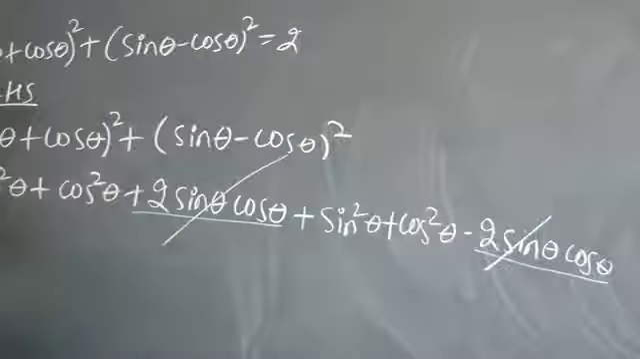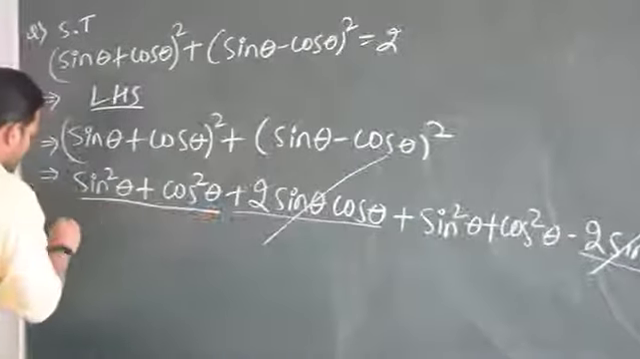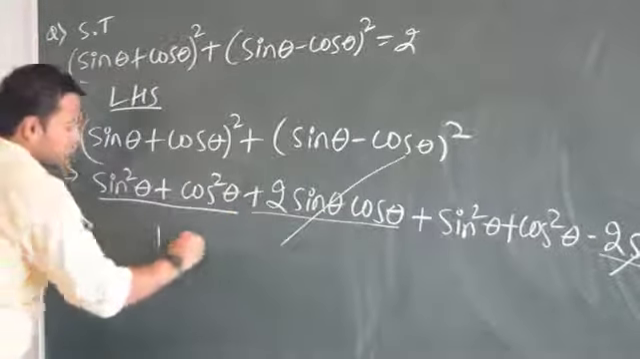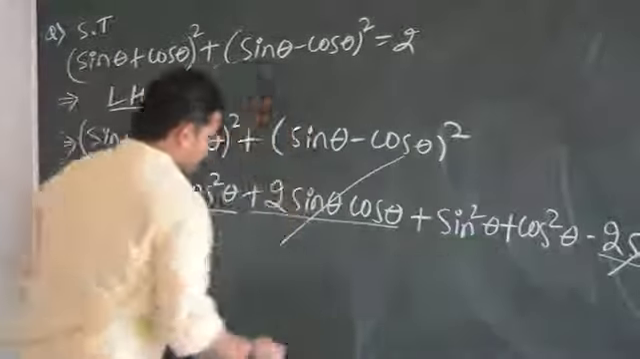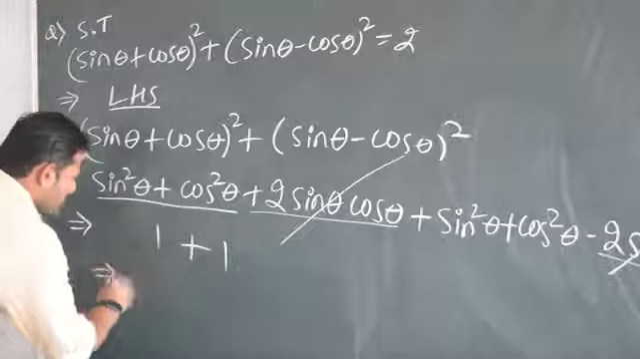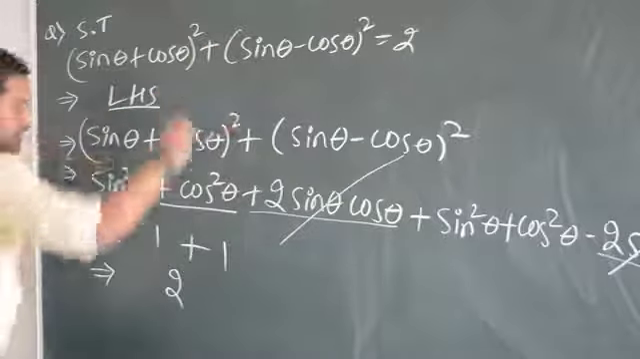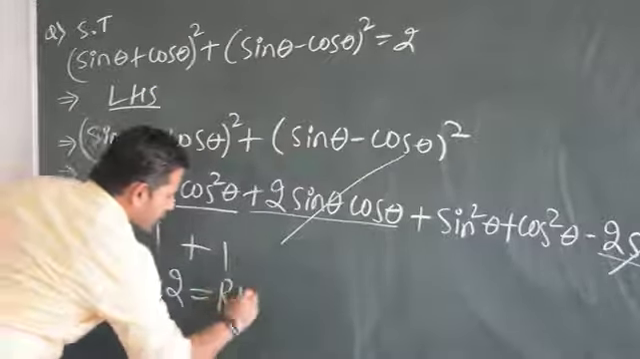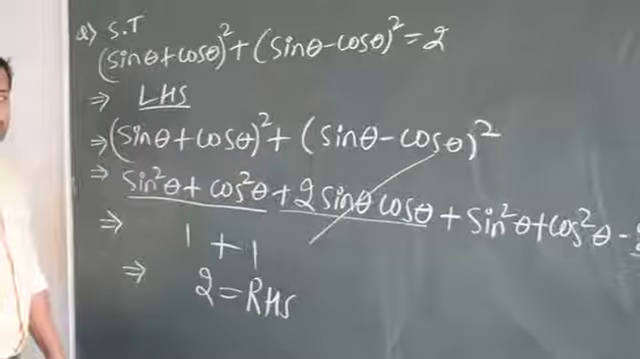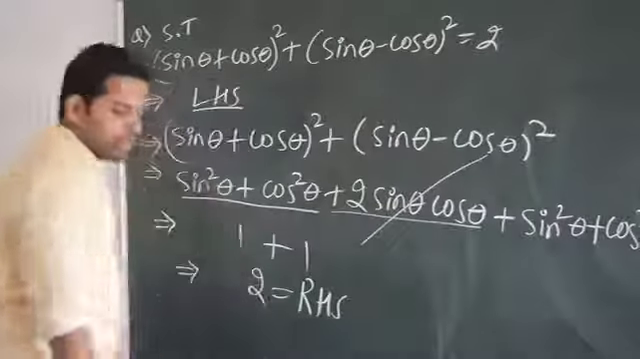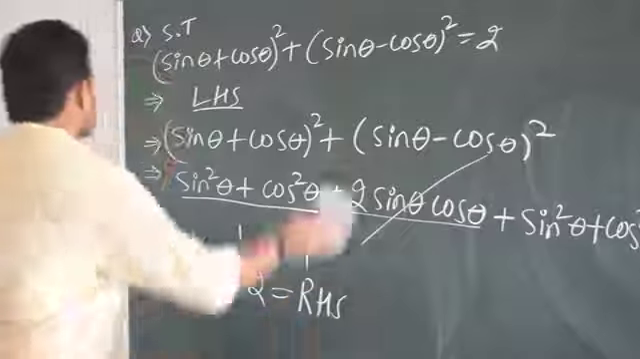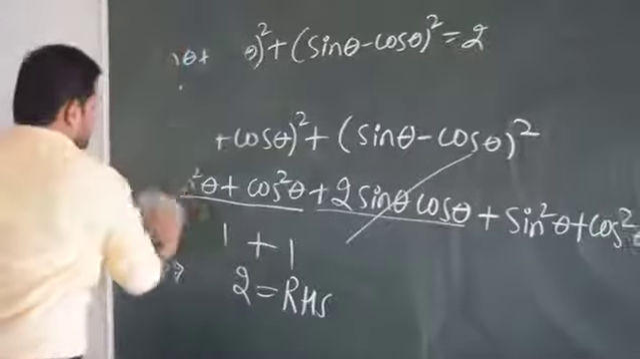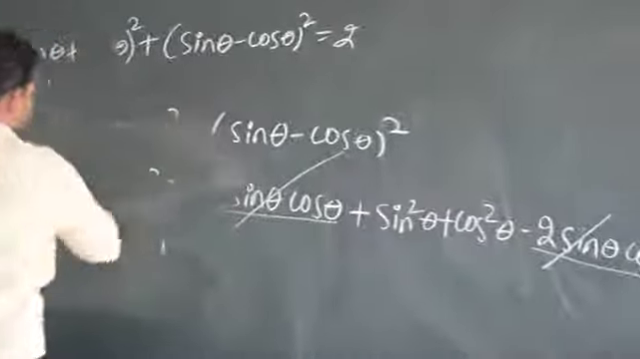Now can you add this: sin square theta plus cos square theta becomes 1, plus again sin square theta plus cos square theta becomes 1. So 1 plus 1 becomes 2. I had 2 in RHS, so that is equal to RHS. See, this is how you are supposed to make an approach towards these problems. Let us get into next question. These are the simple questions at the initial stage.